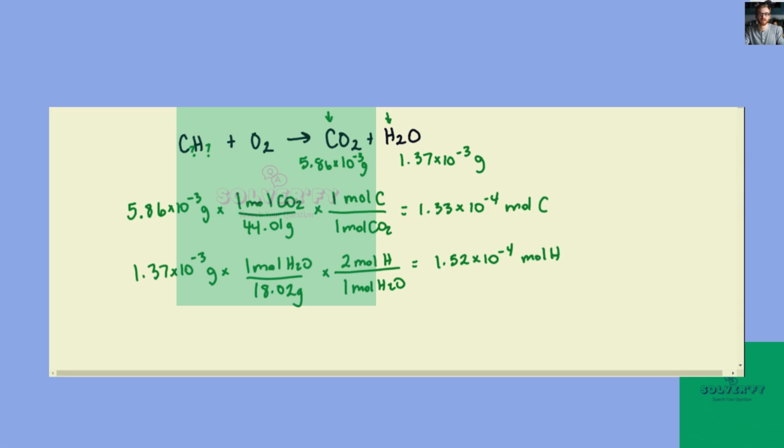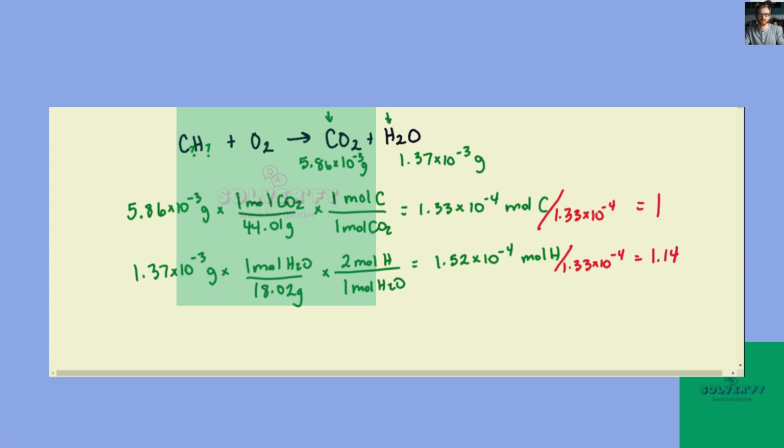Now that we have these two values, we can look at the one that is smaller. So 1.33 times 10 to the minus 4 is smaller than 1.52. We're going to divide both of them by this value. Obviously, when I divide carbon, I'm going to get 1 because that was the one that was smaller. When I do that with the hydrogen, I get 1.14.